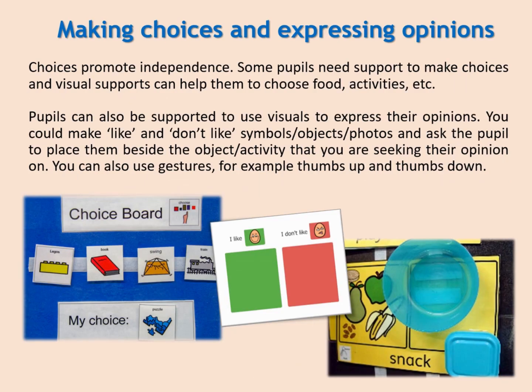Making choices and expressing opinions. Choices promote independence. Some pupils need support to make choices, and visual supports can help them to choose food and activities. Pupils can also be supported to use visuals to express their opinions. You could make like and don't like symbols, objects, and photos and ask the pupil to place them beside the object or activity that you're seeking their opinion on. You can also use gestures, for example, thumbs up and thumbs down.